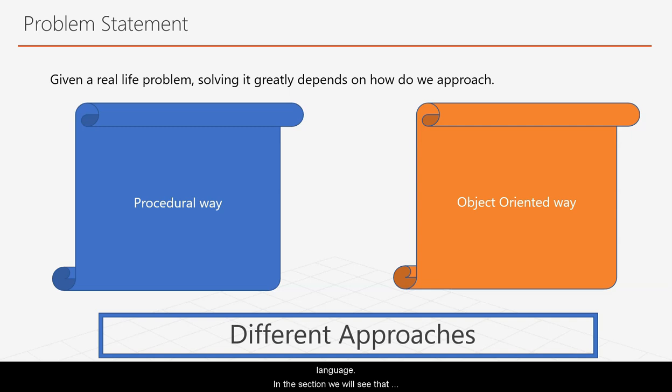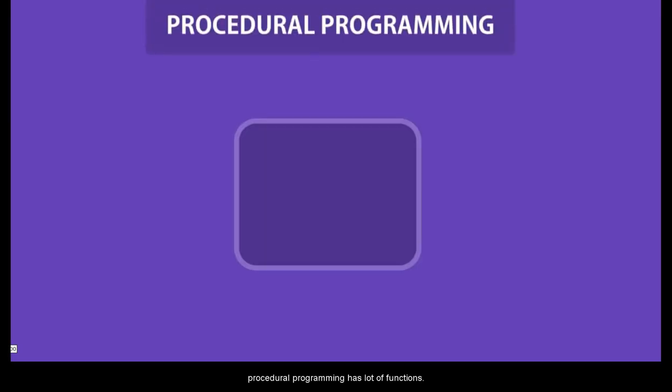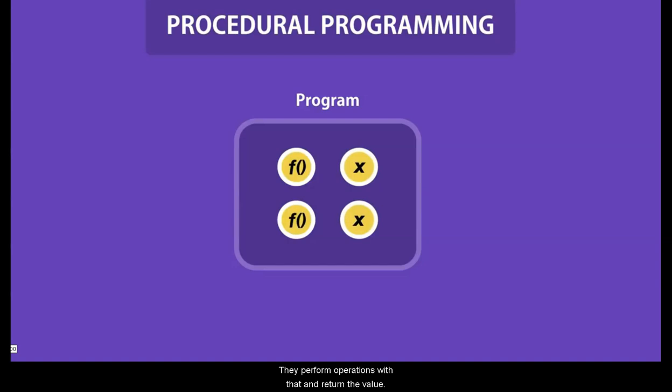In this section, as you know, there are two different approaches to approach any problem. So procedural language is the traditional one which is done in C, and object-oriented is done in Java, C++, Python and other languages. So let's look at these two. What is procedural programming? Procedural programming has a lot of functions. These functions take arguments, and these arguments which are passed to the functions, they perform operations with that and return back the value.